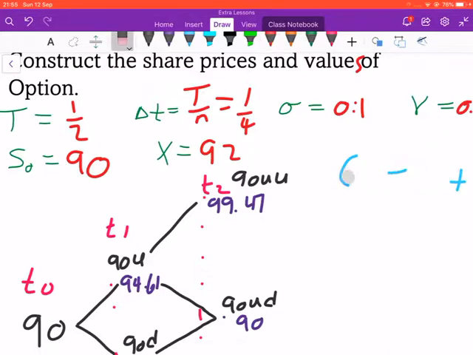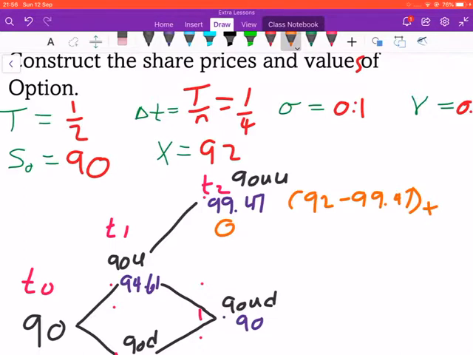Using this formula, at maturity we know that the strike price is going to be 92. So you will have 92 minus 99.47, and the value of this option is going to be, your answer is going to be negative, right? If the answer is negative, you're just going to write 0. So instead it's going to be 0.